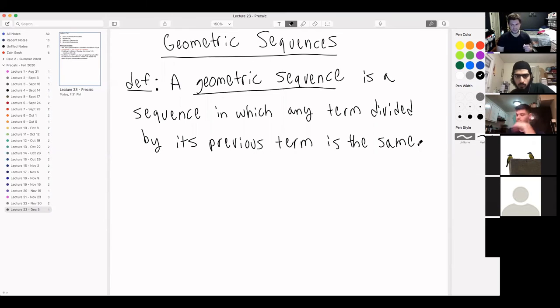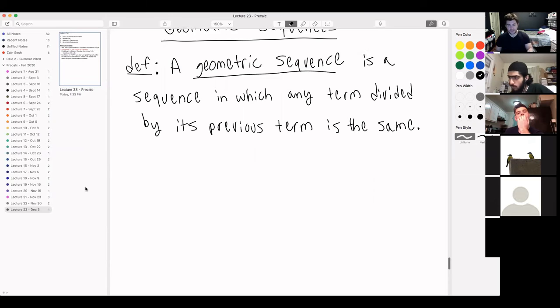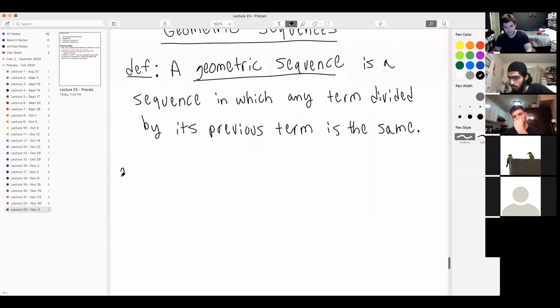So for an arithmetic sequence, when you subtracted a term by its previous term, it was the same, no matter what pair you chose. Here, very similarly, instead of subtraction, you do division. So you divide any two pair of consecutive terms, it will be the same. All right, so there is some parallel to an arithmetic sequence. You replace the subtraction with division. Okay, all right, so an example is definitely in order.